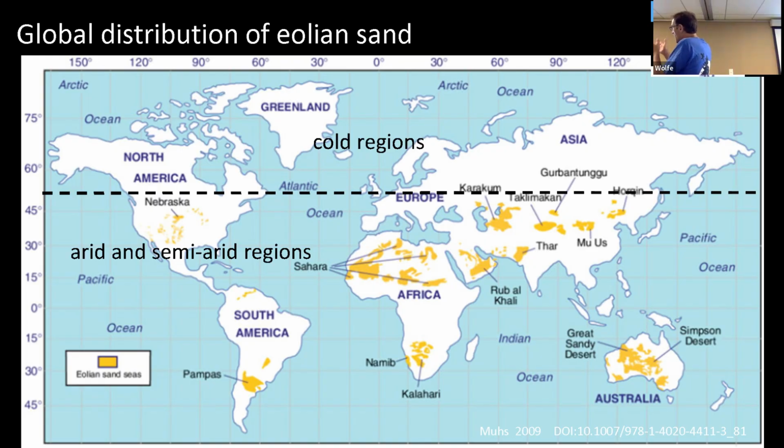You notice that the United States, you see Nebraska sandhills, and this line that I've drawn here is the separation between all the arid and semi-arid regions and cold regions. And most maps, like this one, show no dune fields in cold regions. And I'll tell you why.